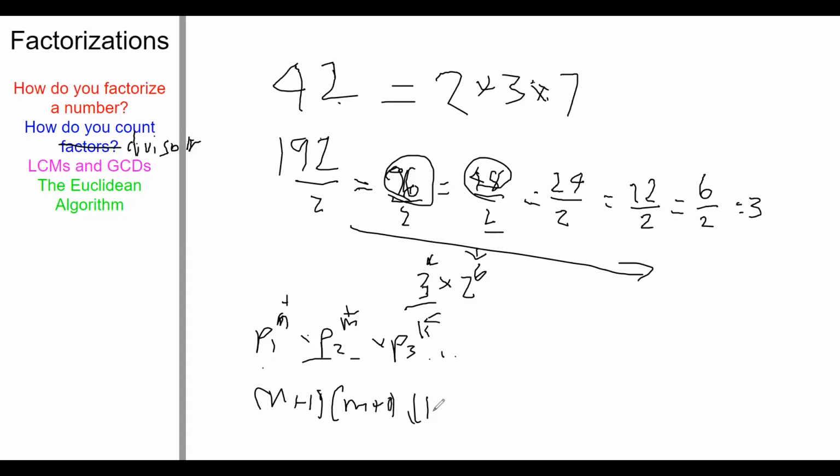And the reason why this works is because you can think of it as creating a divisor by choosing the number of these prime factors you want to put into the number. So essentially, if n plus 1 represents the numbers from 0 to n, this represents the numbers from 0 to m, and this represents the numbers from 0 to k.